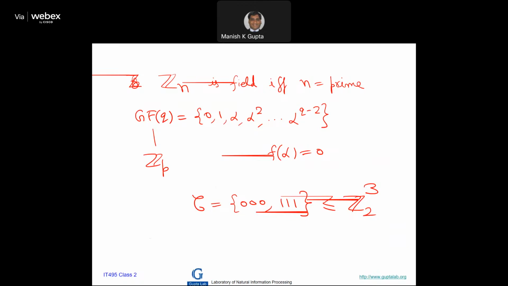Now, how many one-dimensional subspaces will be there? Can you give me an answer now? This space is of dimension 3, right? The dimension of the vector space Z2 raised to power 3 is 3, because there are 3 basis elements: 100, 010, 001, right? So these are 3 natural bases. Let me show you briefly about this.